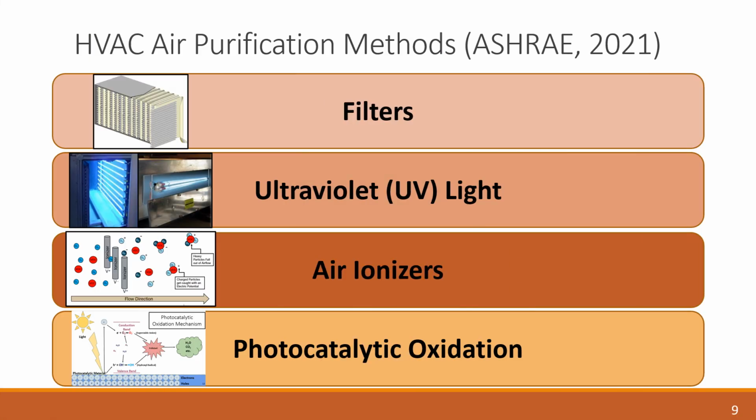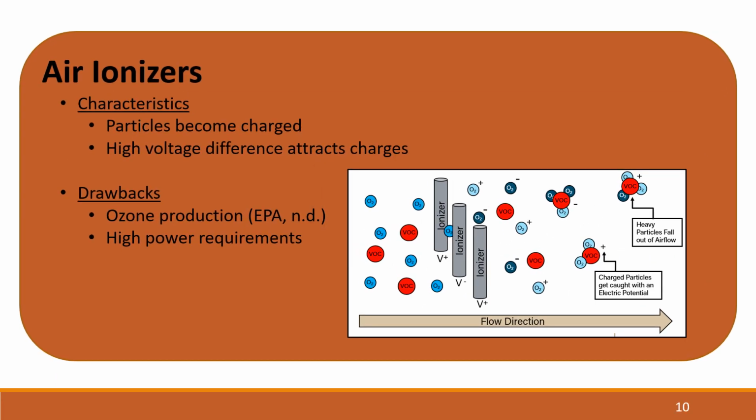Next are air ionizers. Ionizers create ions in the air that both weigh down incoming particles and capture them with a strong electric potential. These systems are less popular though, particularly since they create ozone, which is a harmful gas, along with the high power requirements to maintain high voltages.